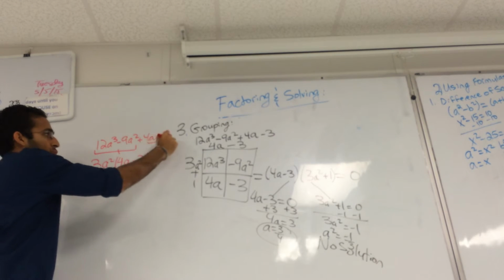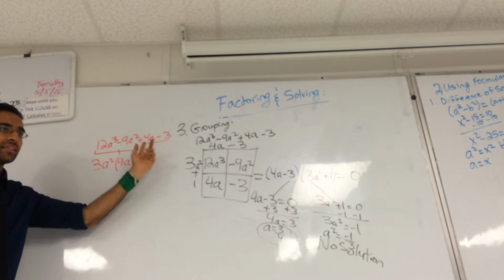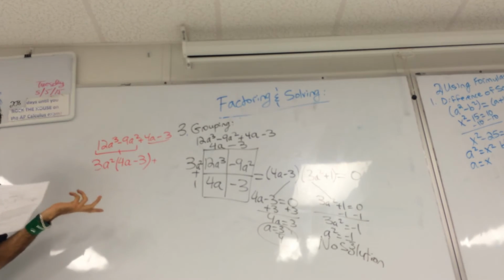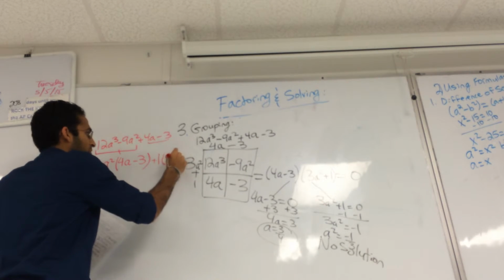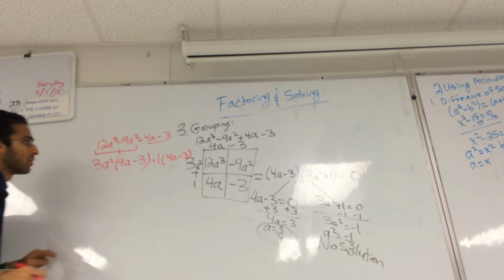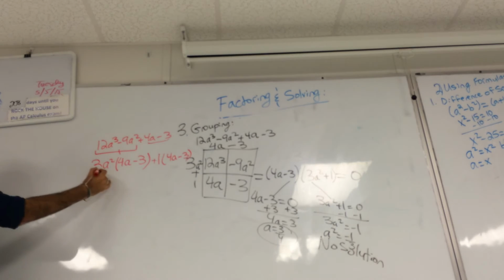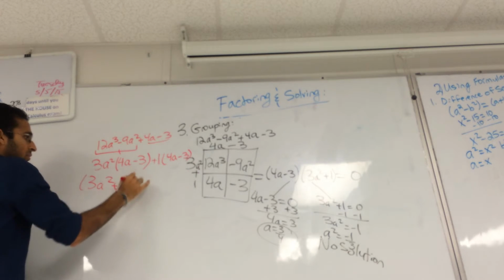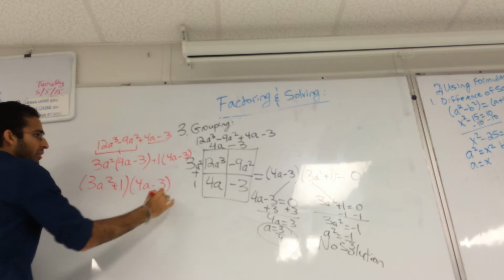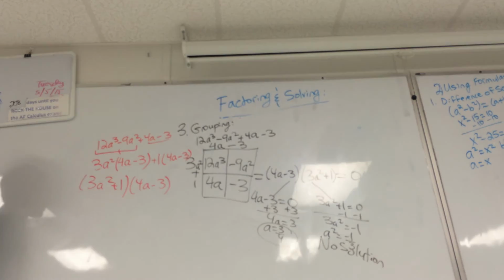And then you look at the two smaller terms and see what you can take out of there. Well, there is nothing that can be factored out of this, so I can factor out a 1 always. So I factor out the 1, and I'm left with 4A minus 3. And now we are starting to see the pattern here: 3A squared plus 1 times 4A minus 3. Same thing we had here. This is the factoring by grouping.